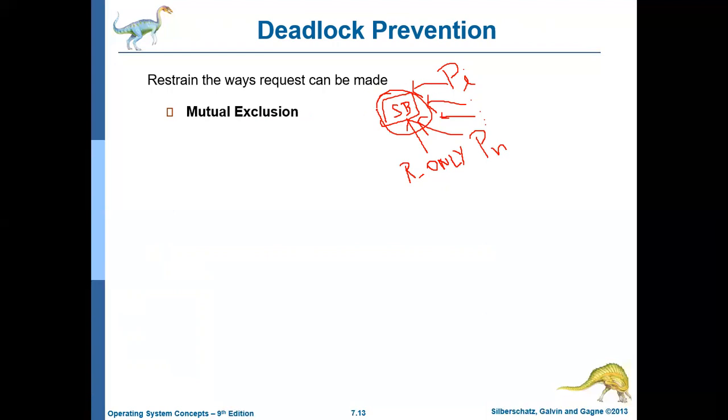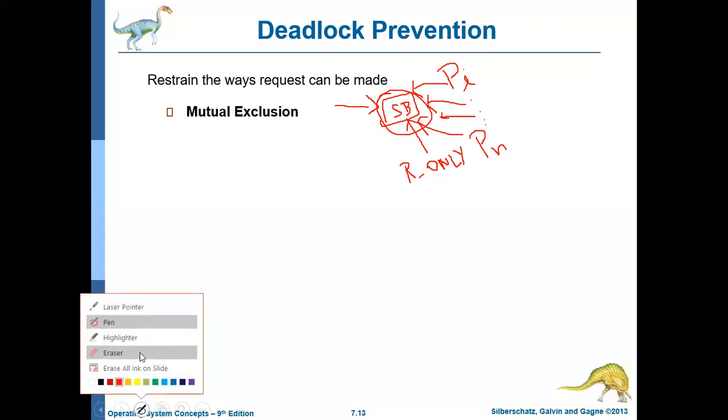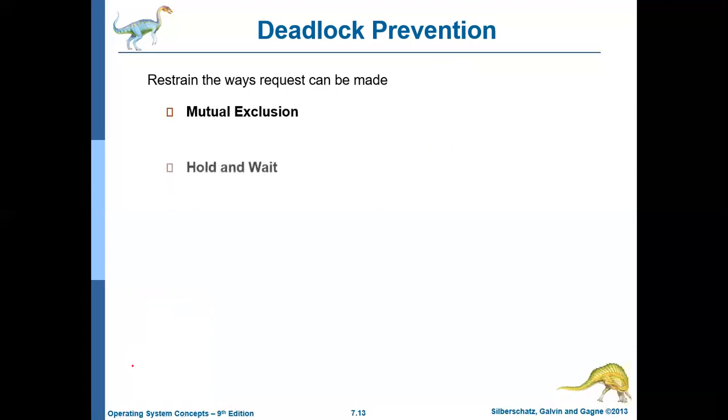So the operating system should see the type of the shared resource. It should not enforce mutual exclusion for all shared resources. If the shared resource is read-only, then multiple processes can access it at the same time. So this is how the condition of mutual exclusion can be avoided. The next is hold and wait.